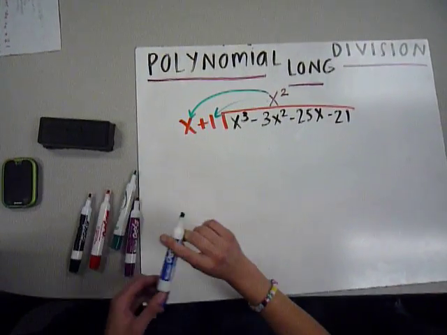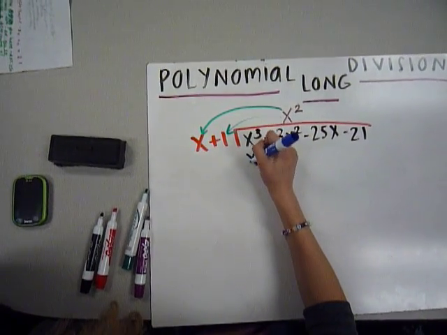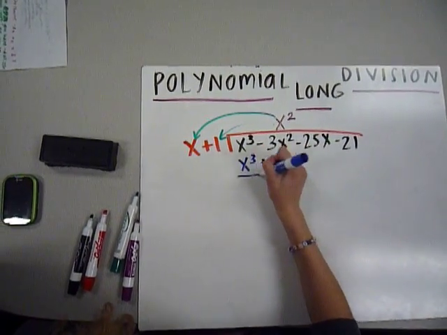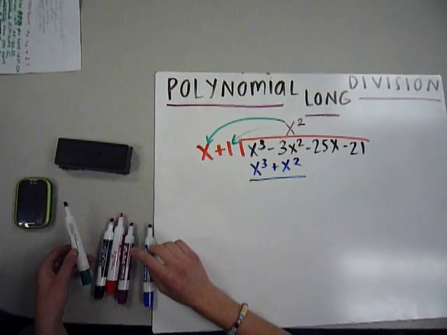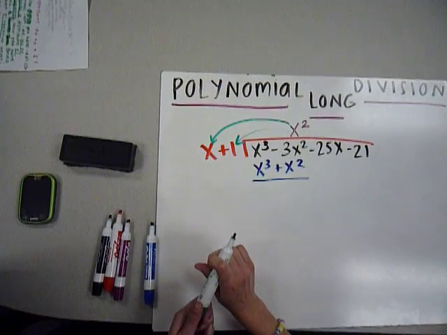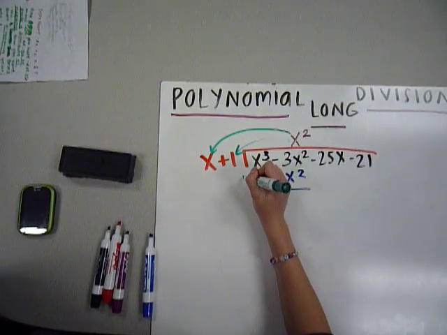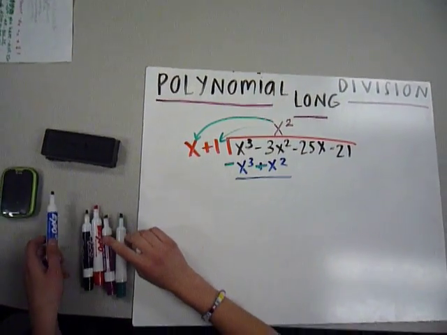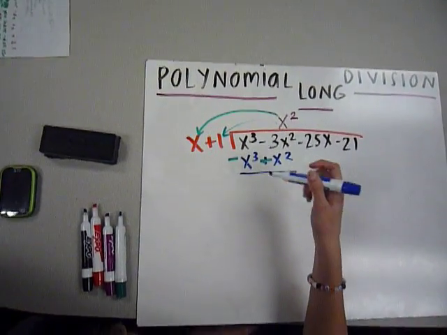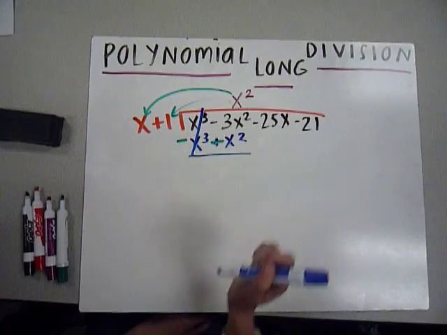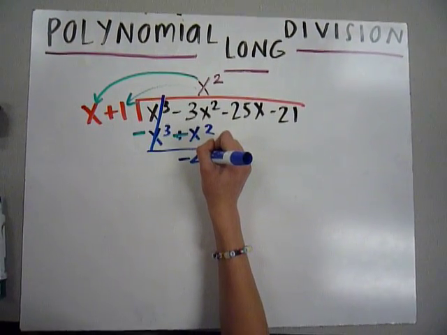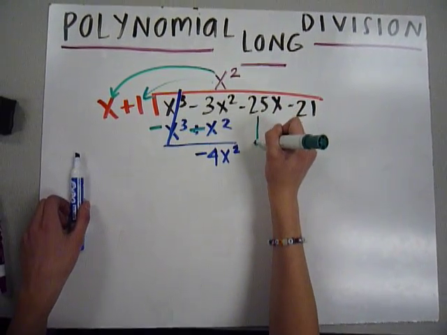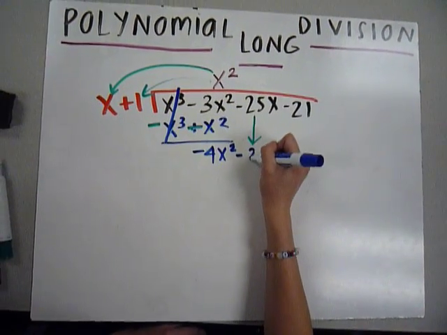and so you're left with x cubed minus 3x squared minus x cubed plus x squared. And then when you have a minus sign in front of the x cubed and the positive x squared, you have to distribute it to all parts of the equation. So the positive x cubed becomes a negative x cubed, and the positive x squared becomes a negative x squared. You solve the equation, and the x cubed cancels out, and you're left with negative 4x squared. Then you bring down the negative 25x just like in regular division, and you repeat the same steps as before.